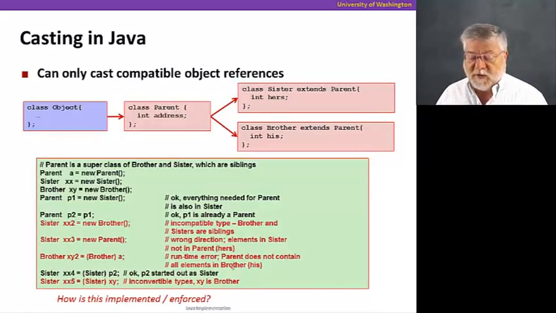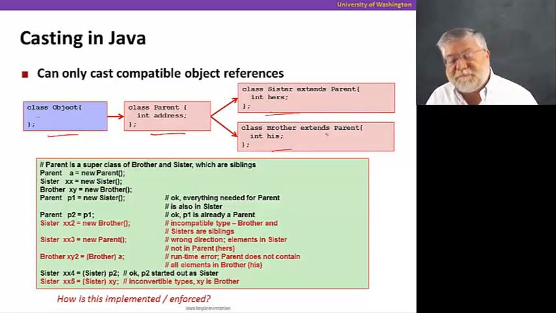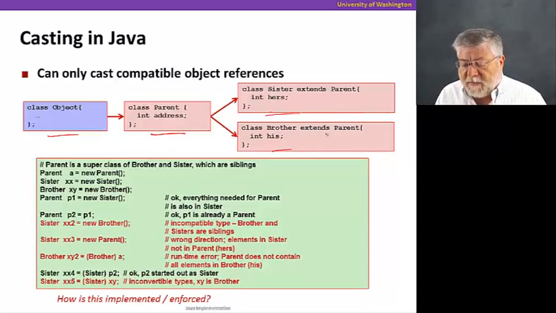We cannot just point to an arbitrary part of memory. So in this case, I want to show an example of an object hierarchy. We started off with our main object. We defined the parent object, and then 2 subclasses of that called sister and brother. This code fragment here shows things that are legal and illegal in Java. The ones that are bad are shown in red.